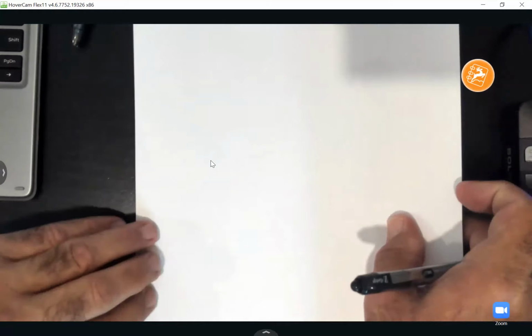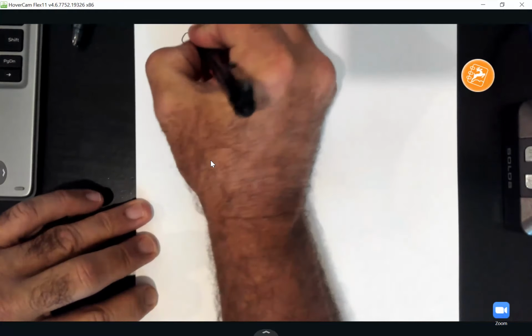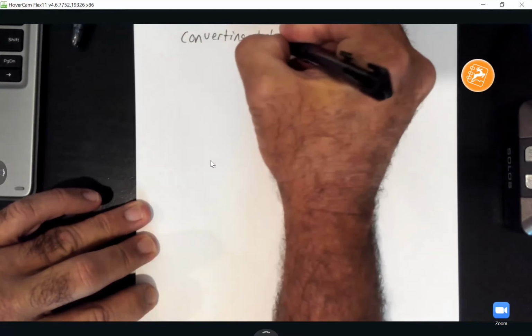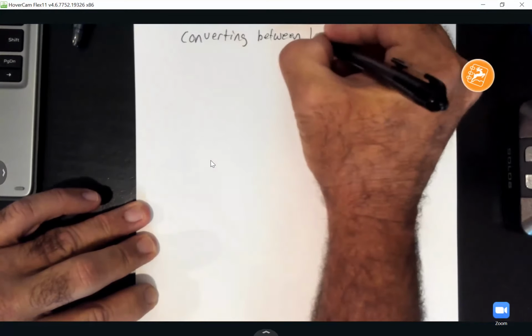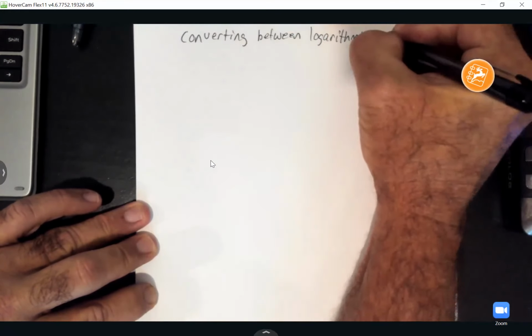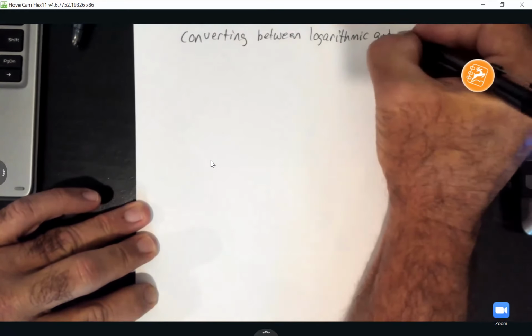All right, y'all. So then we're going to learn how to convert from logarithmic to exponential. So converting between logarithmic and exponential.